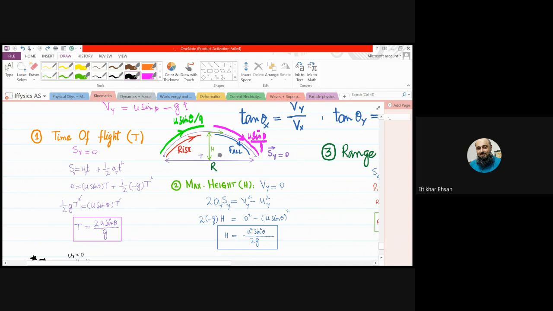The horizontal displacement has some value, but vertically, as it goes higher and comes down by the same amount, the vertical displacement overall is zero. Sir, when it goes down, the vertical displacement is zero.